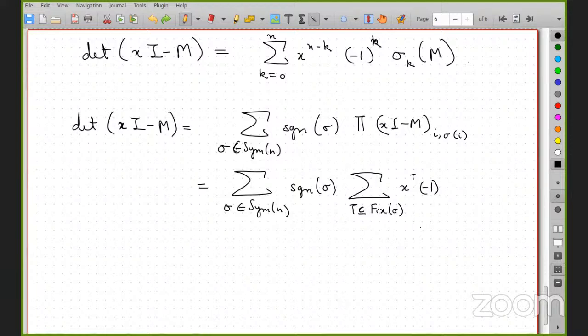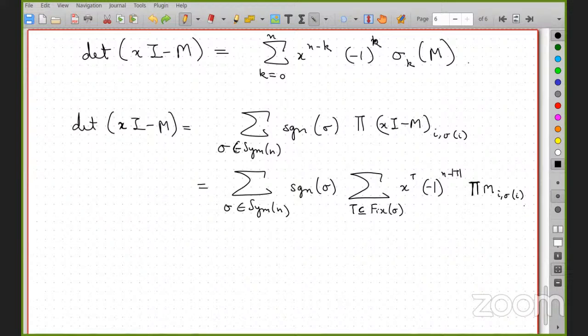But I'm worried about the fact that you're summing over all. Now, when you're in the rest n minus k part, you're summing over permutations which are derangements, right? There are no fixed points. Then why should you get determinant of? So let's just do this.